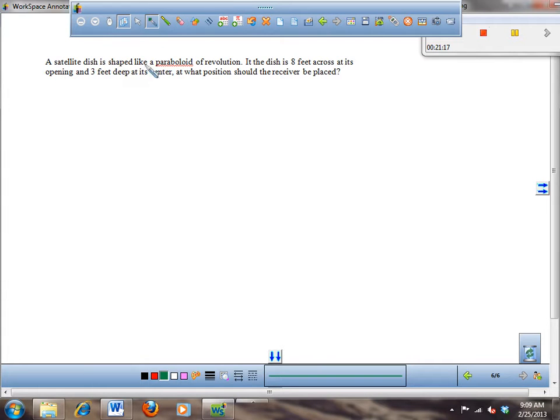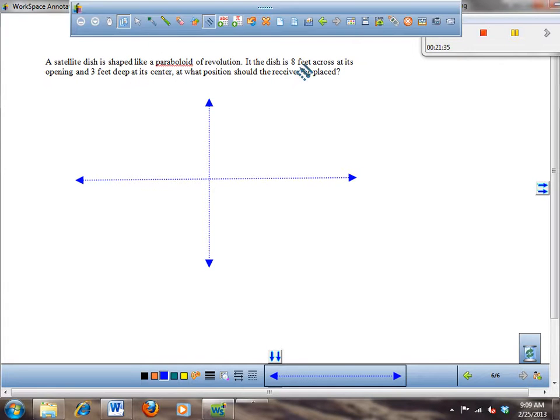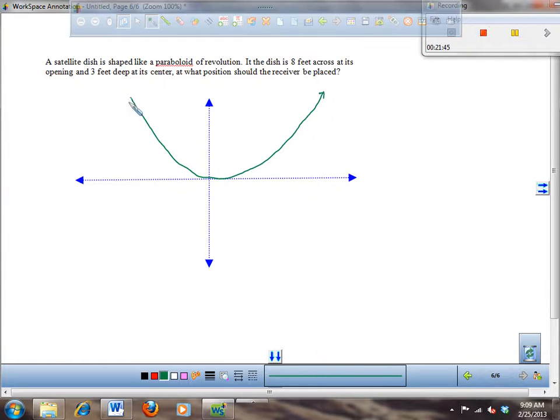A satellite dish is shaped like a parabola of revolution. Its dish is 8 feet across and its opening is 3 feet. This is a simple problem, but people always mess up on this on a test and they go, I don't know how to do this, please help me. And so I'm helping you right now before the test, all right? So what you want to do with this one is draw a parabola kind of like this where it's centered at the origin. So here's your satellite.